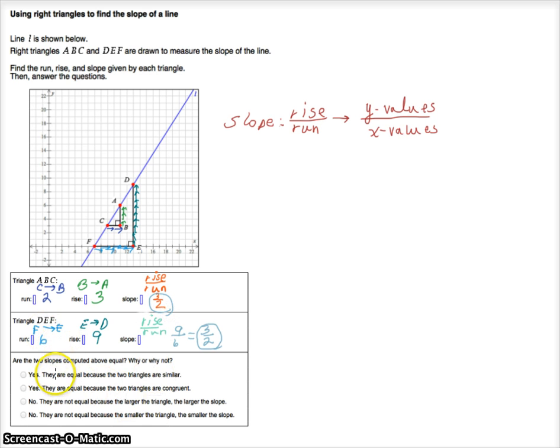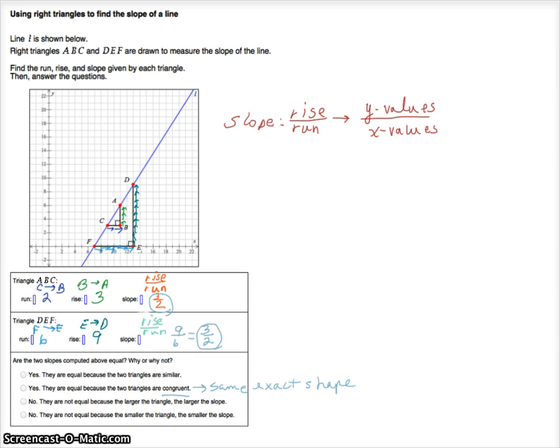So now we go look at part 3. Are the two slopes computed above equal? Well, did we find 3 over 2 and 3 over 2? Yes, we did. So now we have to decide if it's because the triangles are similar or if the triangles are congruent. So we need to just remember that congruent means the same exact shape, same dimensions and everything.